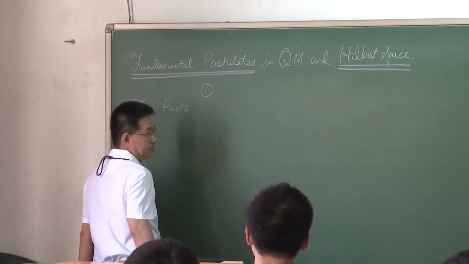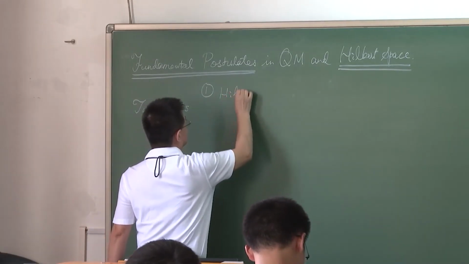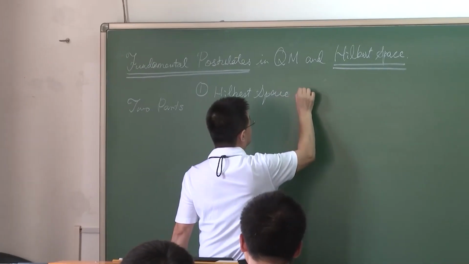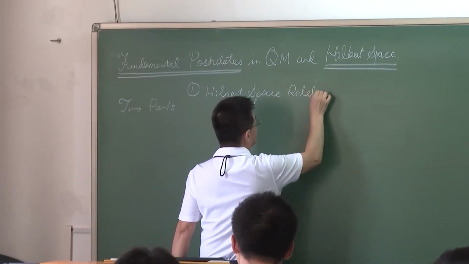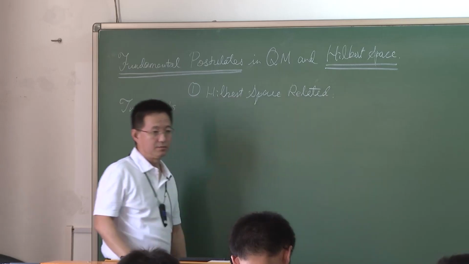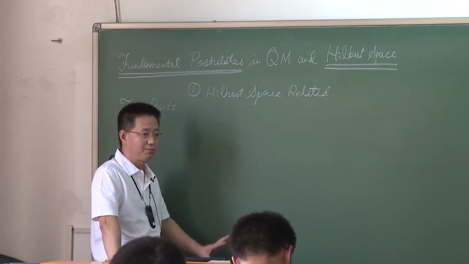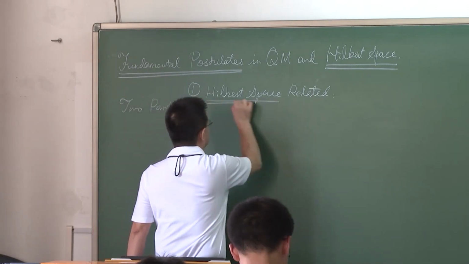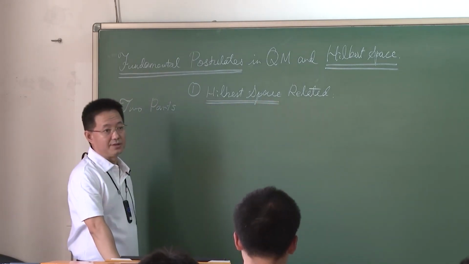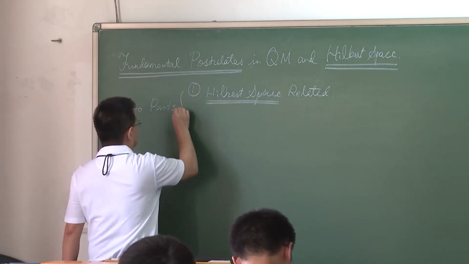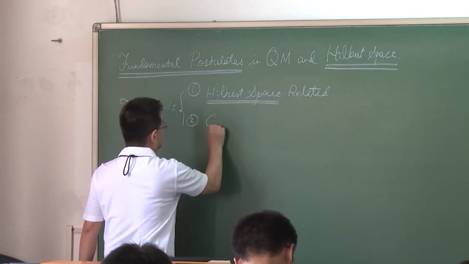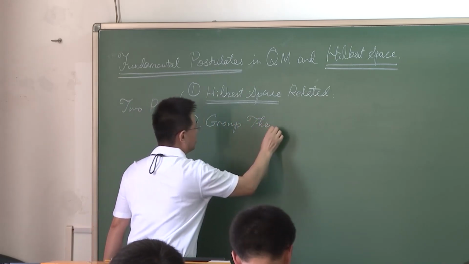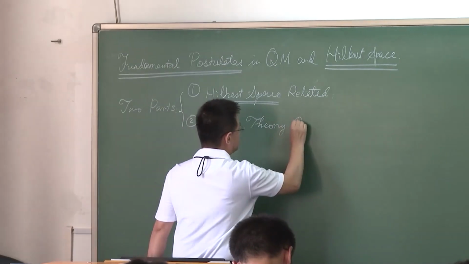The first part is Hilbert space related topics. Because this is advanced quantum mechanics, we have two parts of the advanced. What is advanced? The first thing is that we have a new mathematics tool, that is Hilbert space. And the second part is the group theory related.